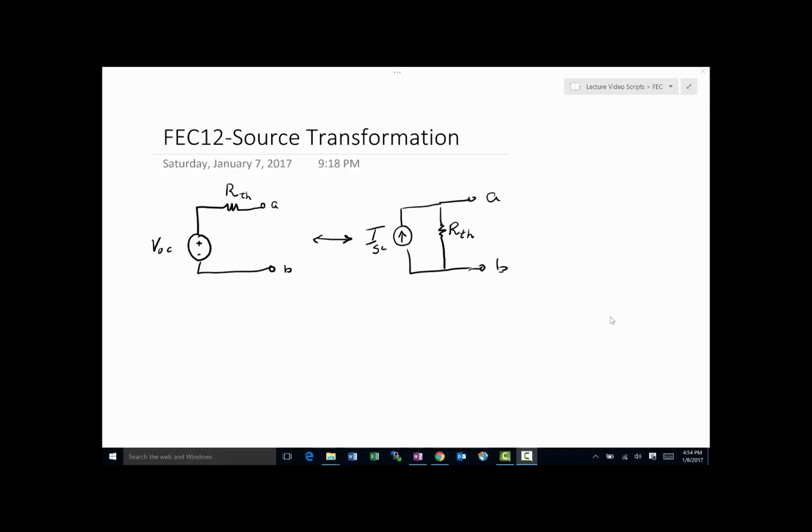You see there's the circuit on this side, and then there's the circuit on this side. We say that these two circuits are equivalent to each other. Typically, we refer to this form, where there's a voltage source and a resistor in series, as a Thevenin equivalent. And when we form the circuit like this, with a current source and a resistor, notice that the resistor is exactly the same value as the resistor there. We usually call this the Norton equivalent.